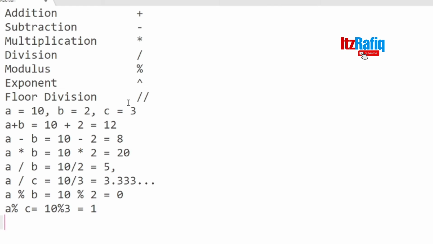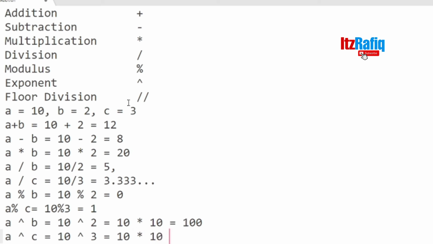Now exponent. Suppose I have a exponent b. That means it will be 10 exponent 2. Here exponent means power of, so 10 will be multiplied 2 times. So 10 into 10 is 100. One more example for this, a exponent c. It will be 10 exponent 3, since the value of c is 3. Here I will multiply 10 three times. Exponent means power of, so 10 to the power of 3 is 10 into 10 into 10. If we multiply 10 three times, the answer will be 1000.